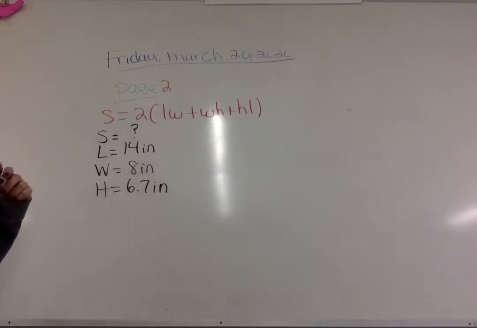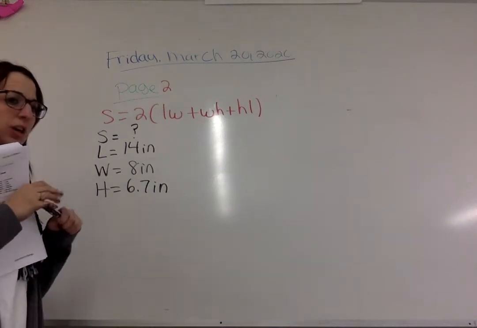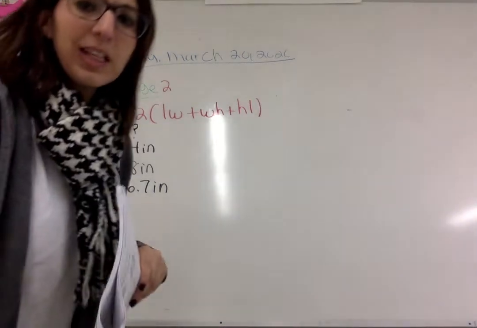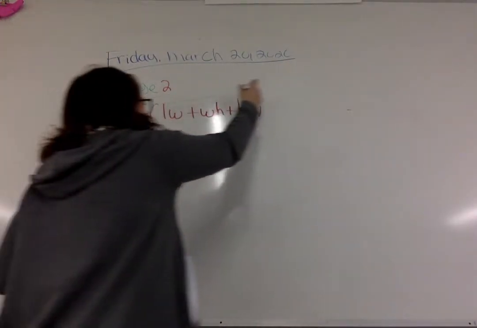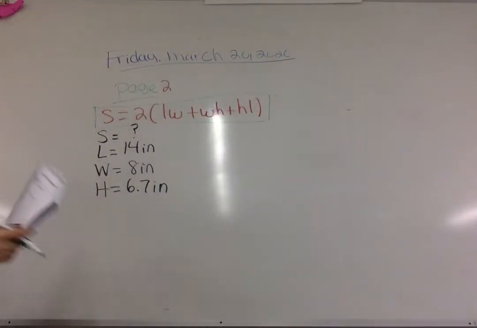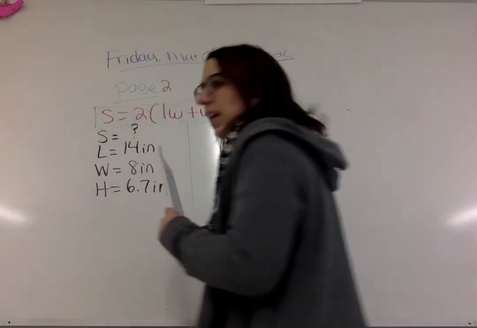Now, our job is to take these L length, W width, H height, and to substitute it into the correct place using this red formula that now has a green rectangle. So let me rewrite the surface area formula.